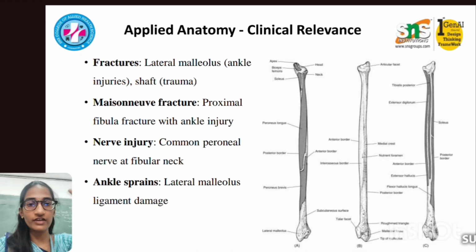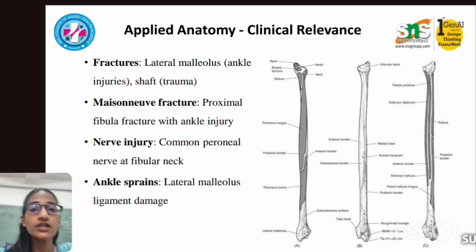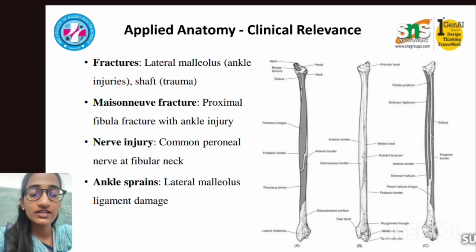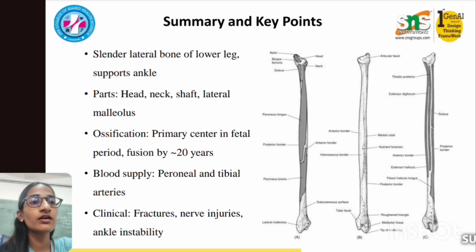Basically these fractures are usually common in the lateral malleolus, that is ankle injury, as well as in the shaft, commonly due to trauma. And then Maisonneuve fracture is due to the proximal fibular fracture with ankle injury, as well as nerve injury, which is usually common peroneal nerve injury at the fibular neck. Then we are going to see about the ankle sprains, which are usually caused by the lateral malleolus ligament damage.